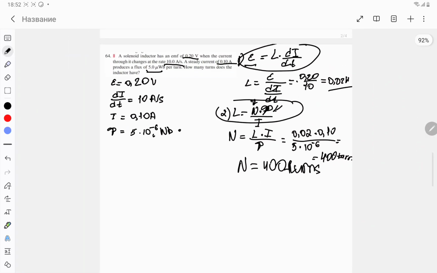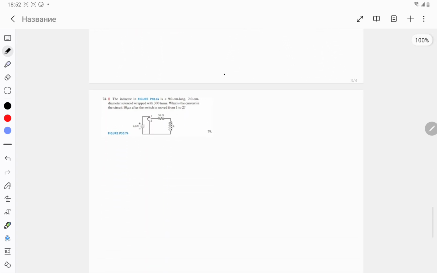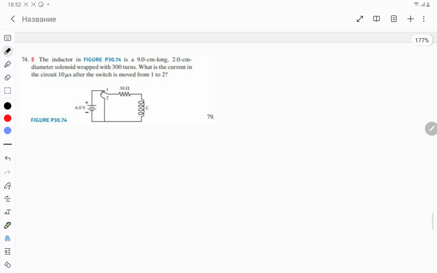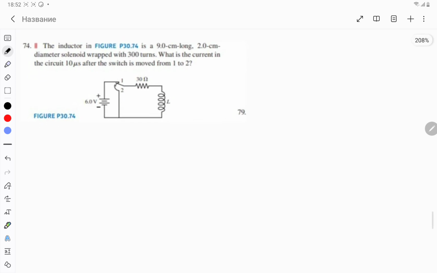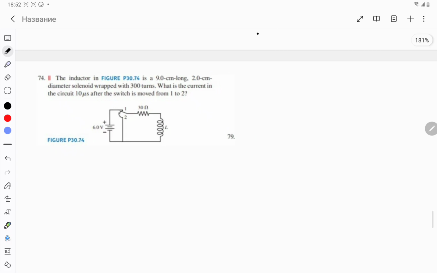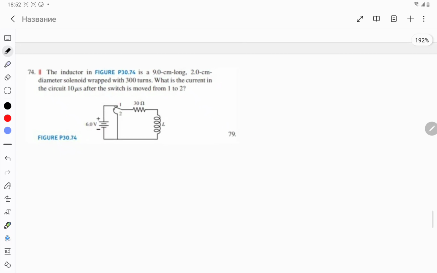I think we have time, so let's solve the next problem. Here, let's first read and try to understand the given of the problem. The inductor in the figure has a length of, okay, we know the length. Let me write it together.